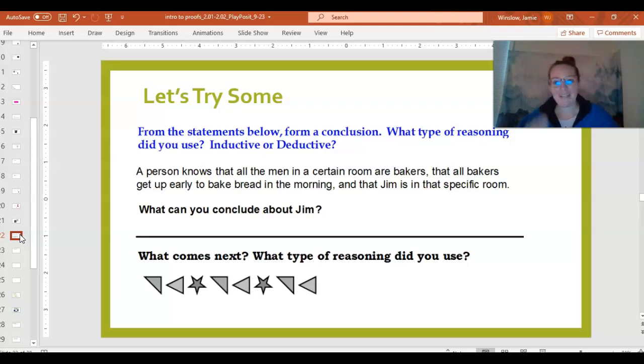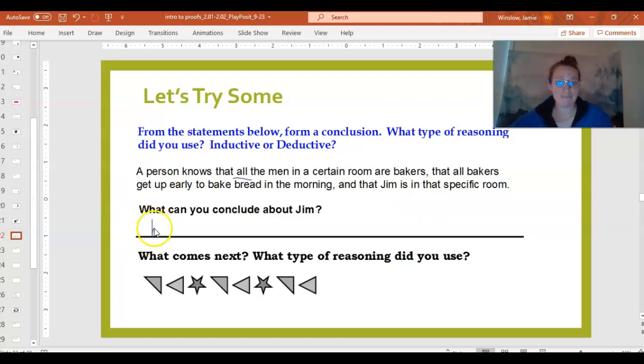So let's try some. What type of reasoning is used? A person knows that all the men in a certain room are bakers. We know this. It's given. Say, hey, everybody in this room is a baker. And all the bakers get up early to bake bread in the morning. And Jim is in this room. What can you conclude about Jim?